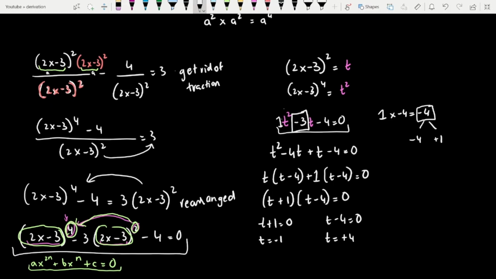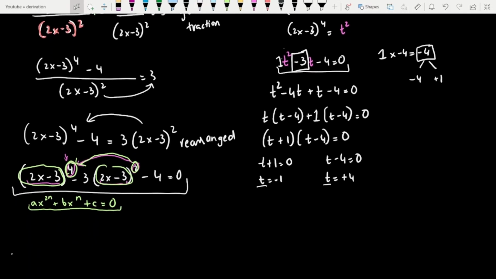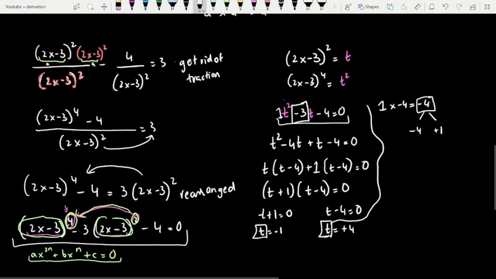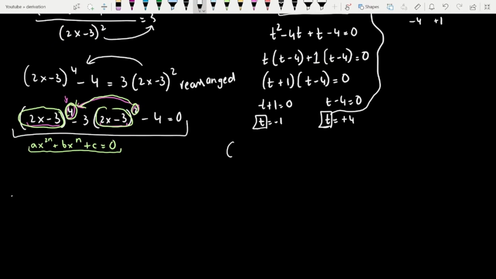Okay, but I don't want to find out what t is, right? That's not my problem. I need to find out what x is equal to. So what is t? I know what these t's are. I know that t is actually equal to (2x minus 3) whole squared. So I can just replace that over here. (2x minus 3) whole squared, right? And then (2x minus 3) whole squared is equal to 4.